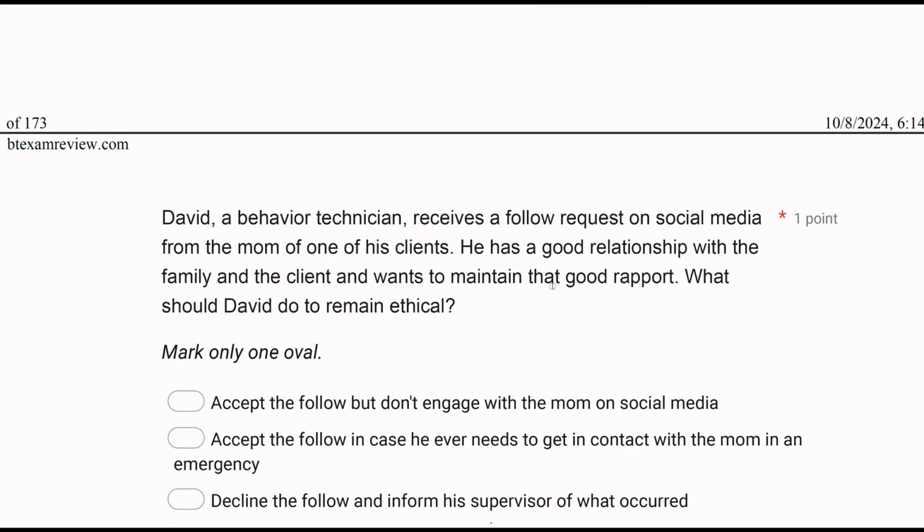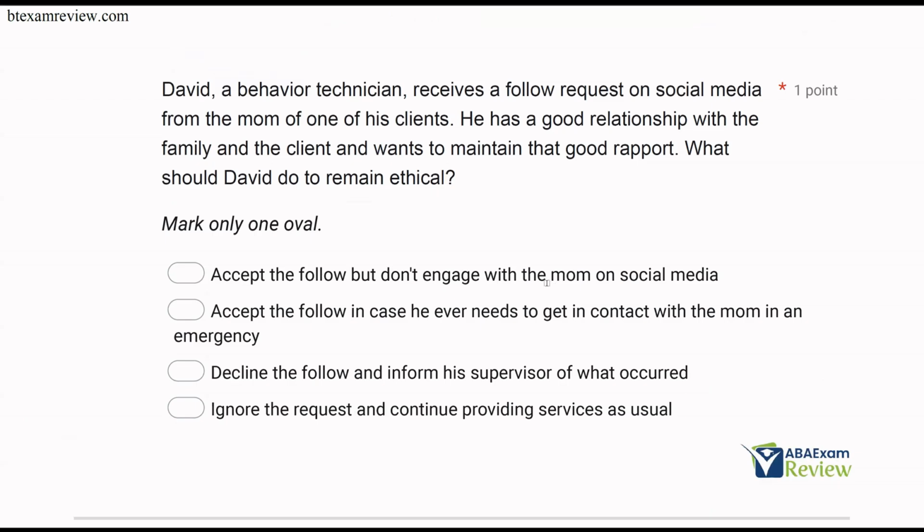David, a behavior technician, receives a follow request on social media from the mom of one of his clients. He has a good relationship with the family and the client and wants to maintain that good rapport. What should David do to remain ethical? This is always a difficult situation, especially now that the world is so connected. We have to maintain good relationships and good rapport with stakeholders, with clients, but we also have rules, right? We also have boundaries that we have to uphold. No dual relationships. So if David gets a follow request on social media from the mom of one of his clients, what should David do?